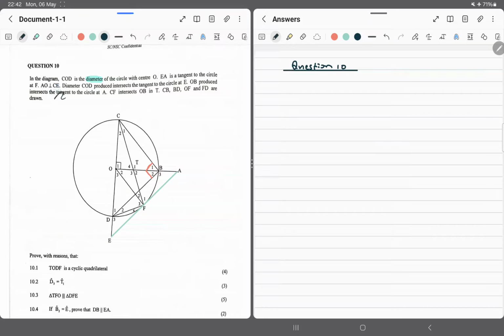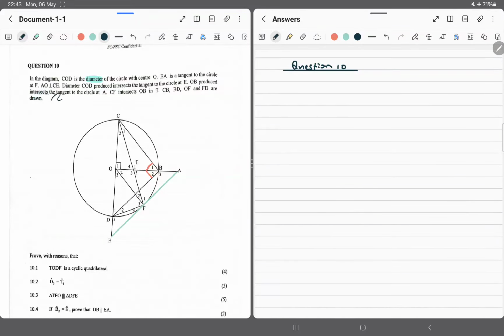AO is perpendicular to CE. It's complicated, this diagram. I hate busy diagrams. OA is perpendicular to CE. Okay, there is that 90 degrees shown. All right, diameter COD, the same diameter we spoke about, produced intersects the tangent at E. Okay, they come together there.